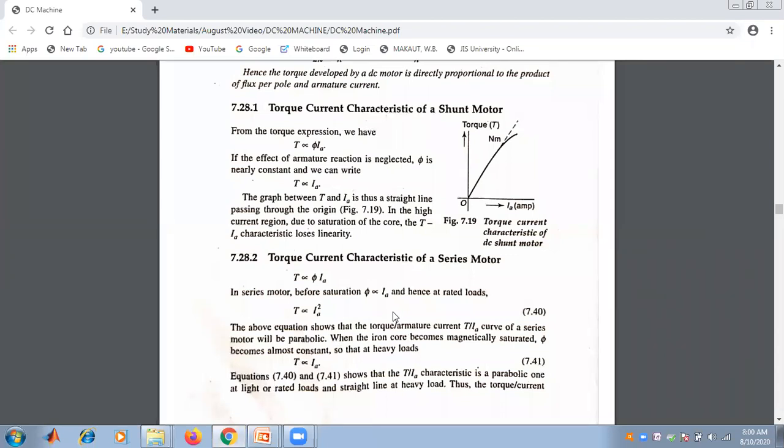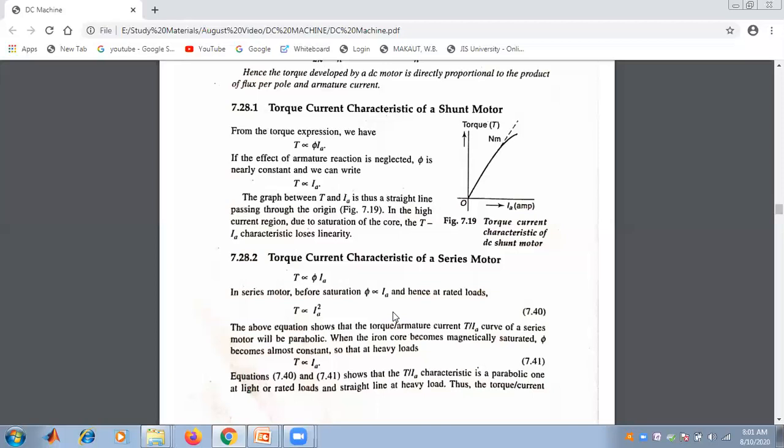In our previous lecture, we have seen that the torque generated in a DC machine is directly proportional to phi Ia, where phi is the flux per pole in Weber and Ia is the armature current. So today we will discuss the torque current characteristics of a shunt motor.